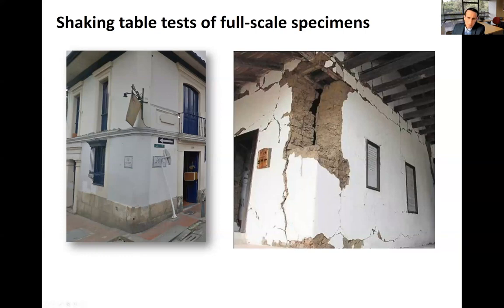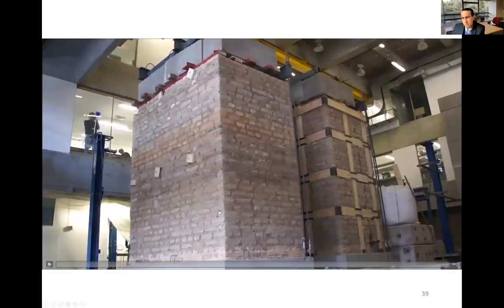So then we decided to go to full scale specimens. As we have seen, this is a picture from an earthquake, the corner is a very critical point for the out-of-plane actions in this kind of houses. So we would like to have in the lab one of these corners. So we built these specimens. Here we were able to put on the shaking table three specimens at the same time with different techniques.